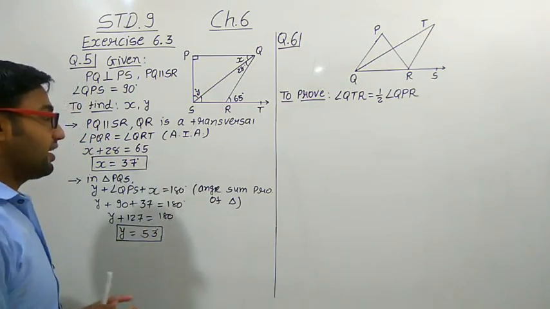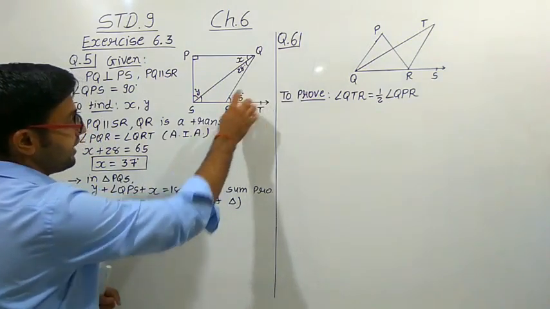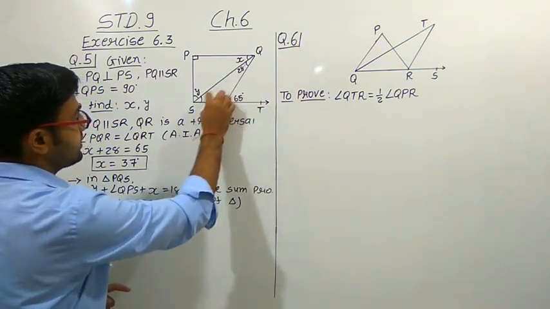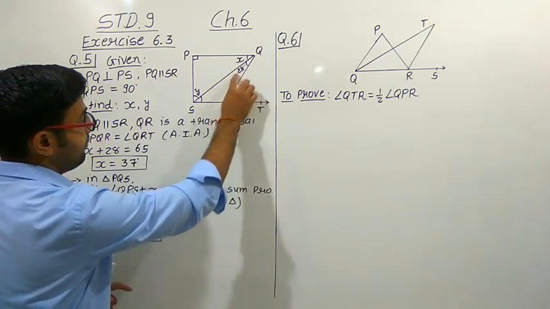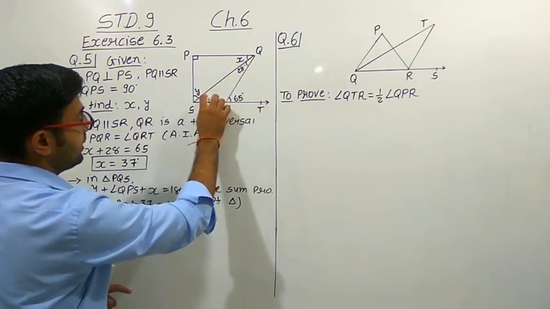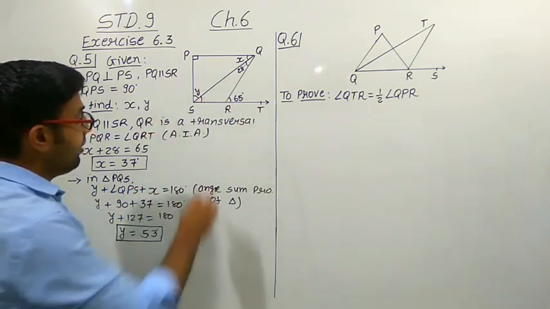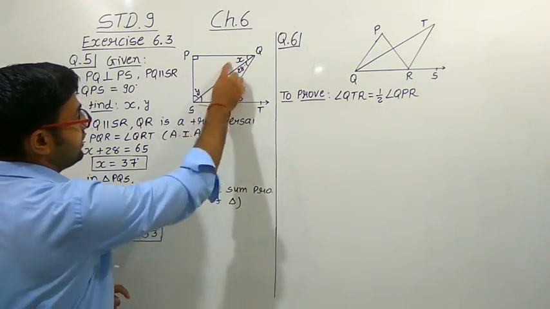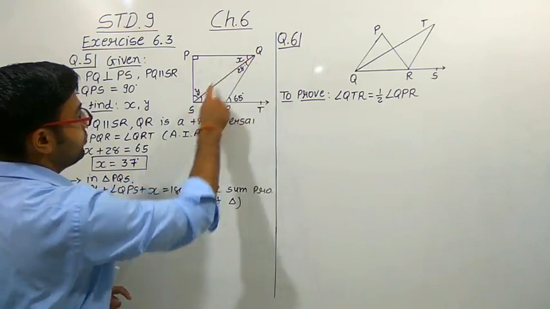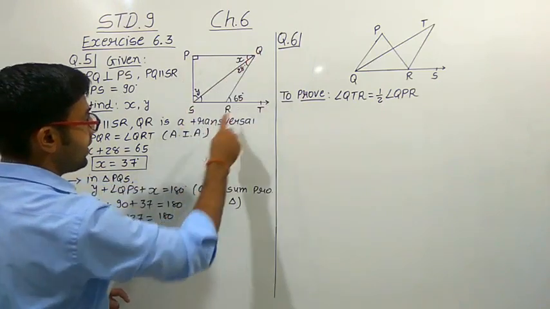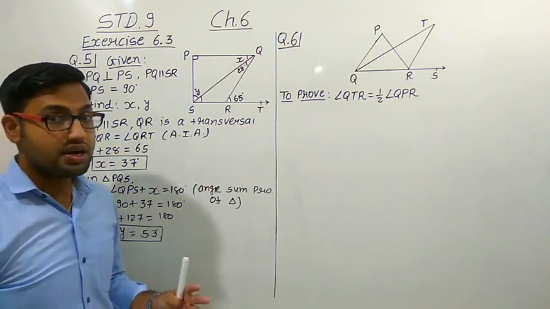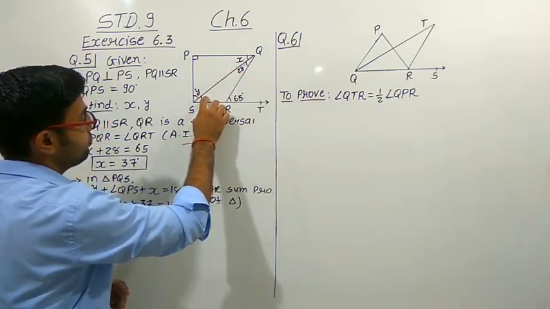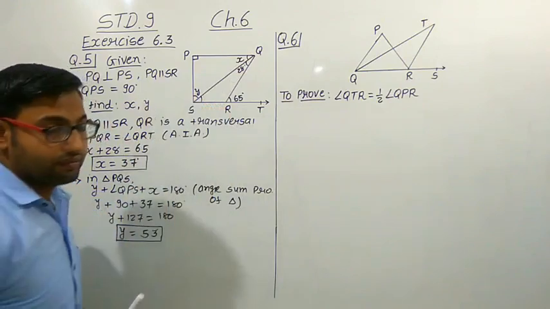Now let us understand the second method. If we use this angle as an exterior angle, then this 65 will be the addition of this 28 and this angle. So when we apply this, we can get the value of this angle. Now as we have the value of this angle, we can apply alternate interior angles here. See, PQS and QSR make a pair of alternate interior angles. So the value of X will be equal to the angle we get here.